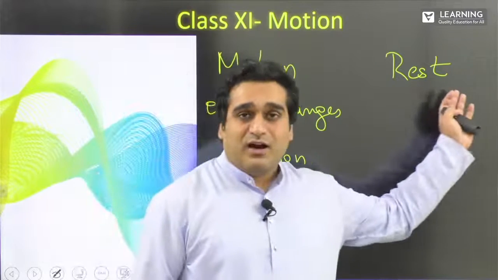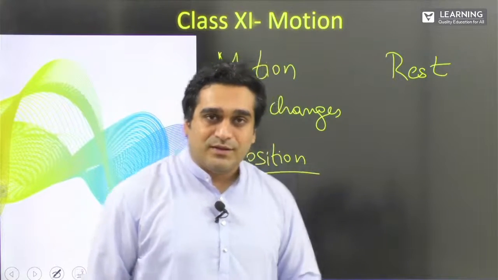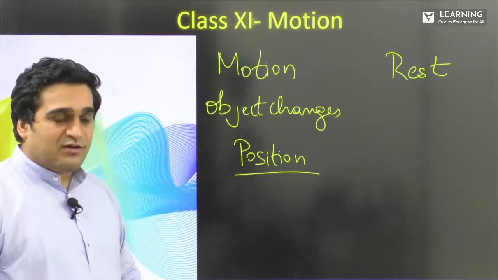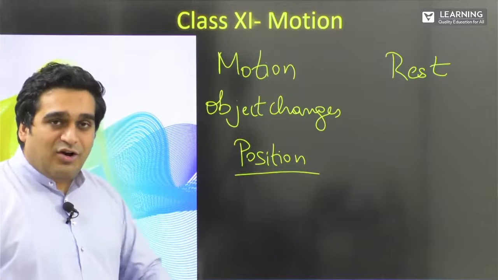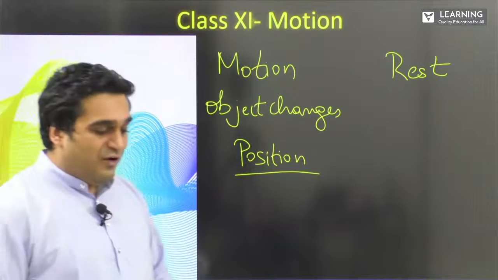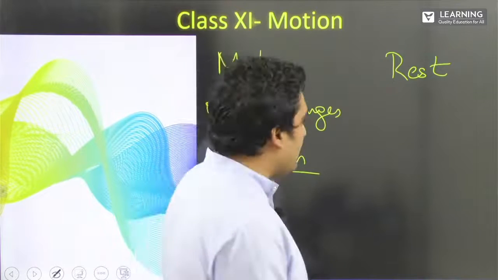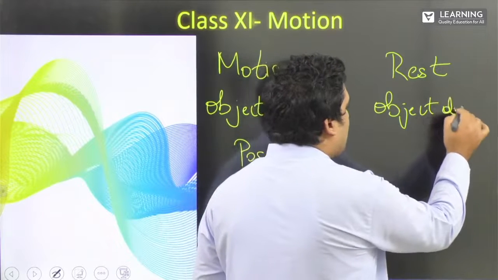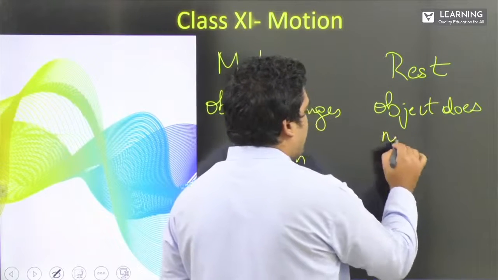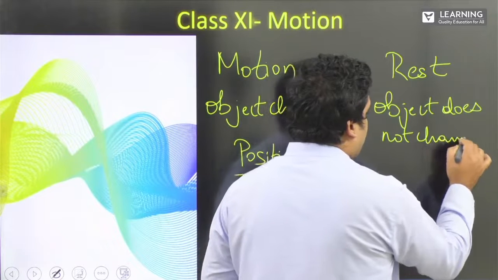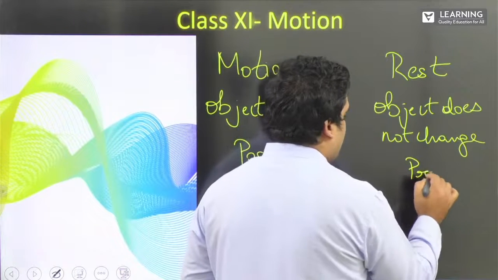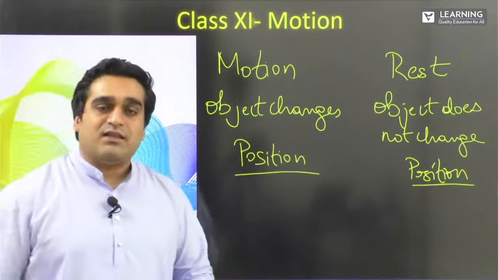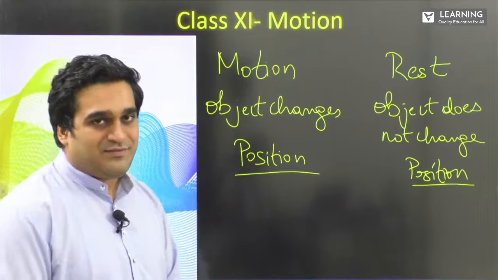Now can you define how an object is at rest? If an object is changing its position, then it is moving, which means it is in motion. What about rest? Will the object move? No. For objects which are at rest, they do not change position. If an object does not change its position, then we say that the object is at rest.